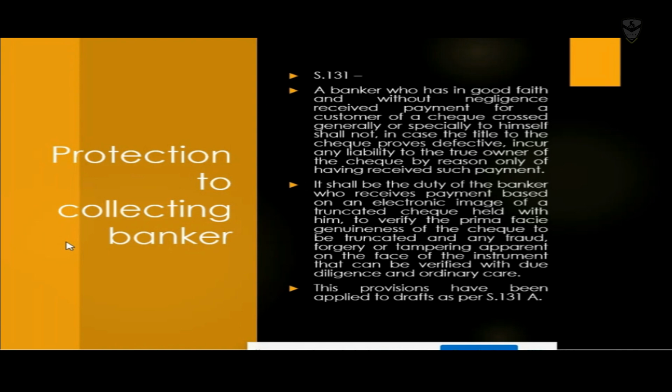It shall be the duty of the banker who receives the payment based on an electronic image of a truncated check held with him to verify the prima facie genuineness of the check to be truncated, and any fraud, forgery, or tampering apparent on the face of the instrument that can be verified with due diligence and ordinary care. So whenever an electronic image has been sent for collection, the banker who is sending the electronic image has to verify that this electronic image is proper and correct. If there is a deficiency, the collecting banker will be responsible. The same provision is applicable to drafts also.